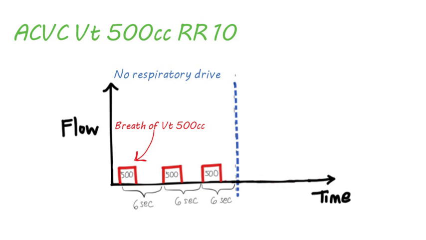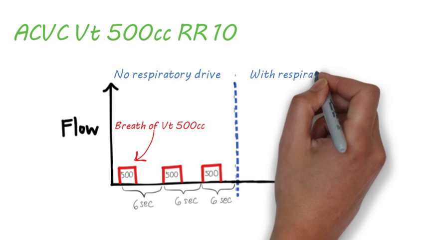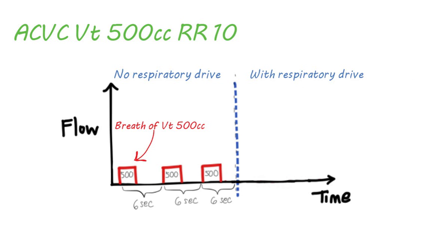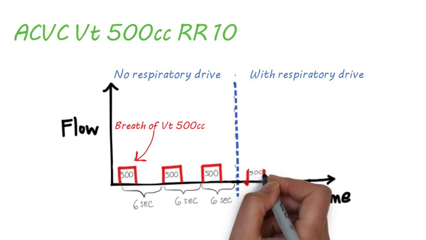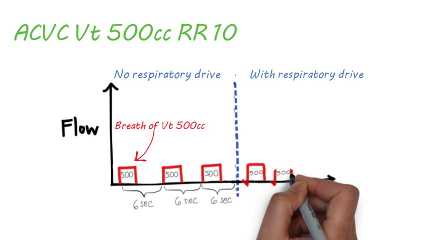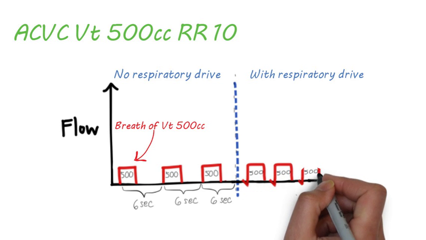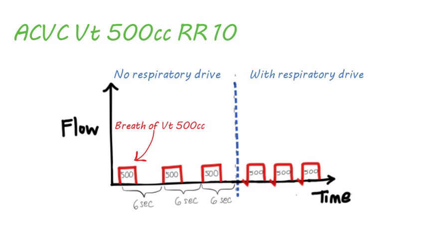If our patient wants more minute ventilation than this, if he or she tries to breathe more than 10 times per minute, then on ACVC with our current settings, the ventilator will allow the patient to take additional breaths, but we will control the volume of these additional breaths. Say our patient wants to breathe 14 times per minute.